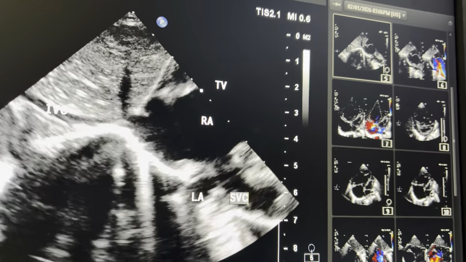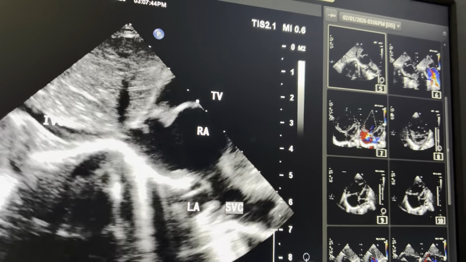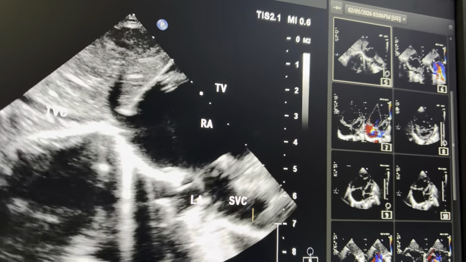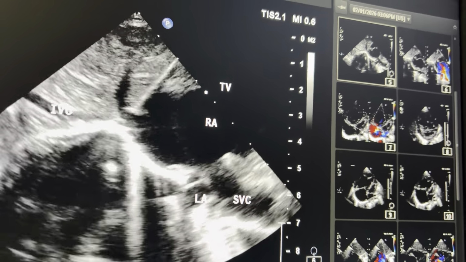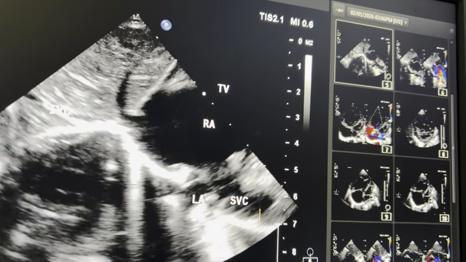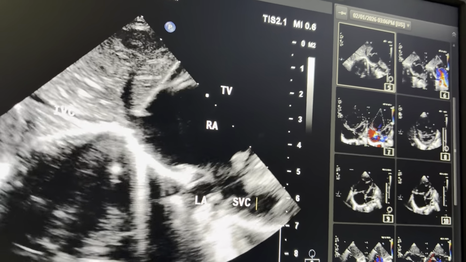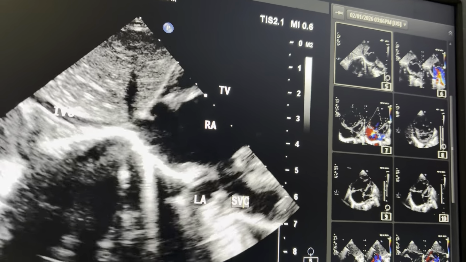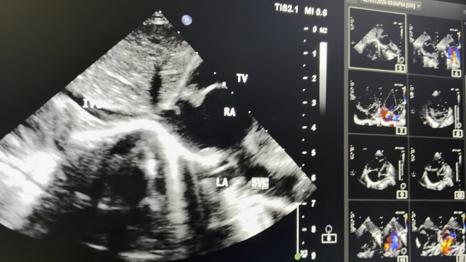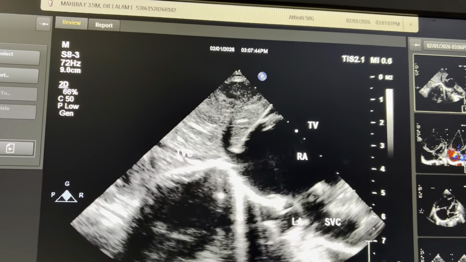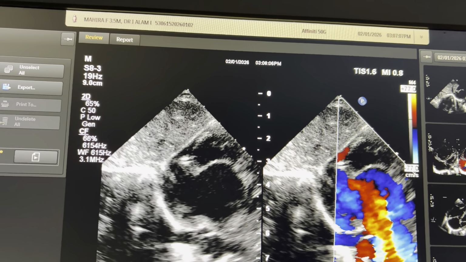Ultimately this case has total anomalous pulmonary venous connection draining through the left innominate vein. The left innominate and right innominate join together to form the superior vena cava. So the superior vena cava is dilated because it is getting a large amount of blood. This is the case of total anomalous pulmonary venous connection of supracardiac variety.